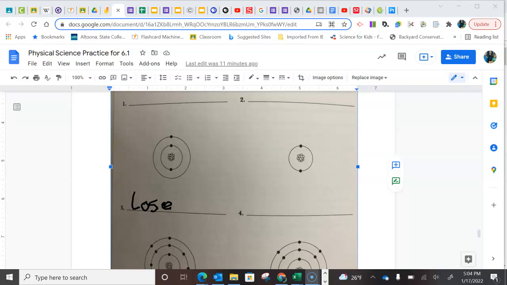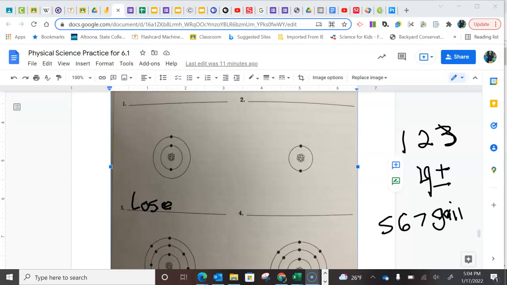General rule of thumb, it will lose electrons if it's 1, 2, or 3. 4 is that magic number where it can gain 4 or lose 4. If it has 5, 6, or 7, it's going to gain 1, 2, or 3. It will just lose those electrons if it has 1, 2, or 3. If you lose an electron, this is no longer here. This will now be positive.